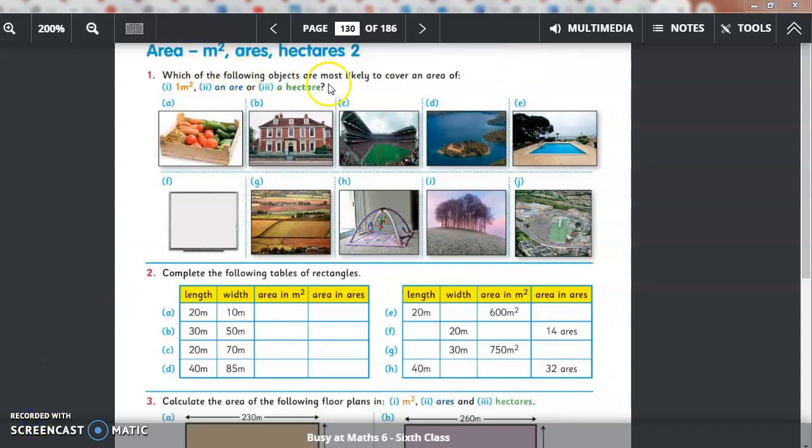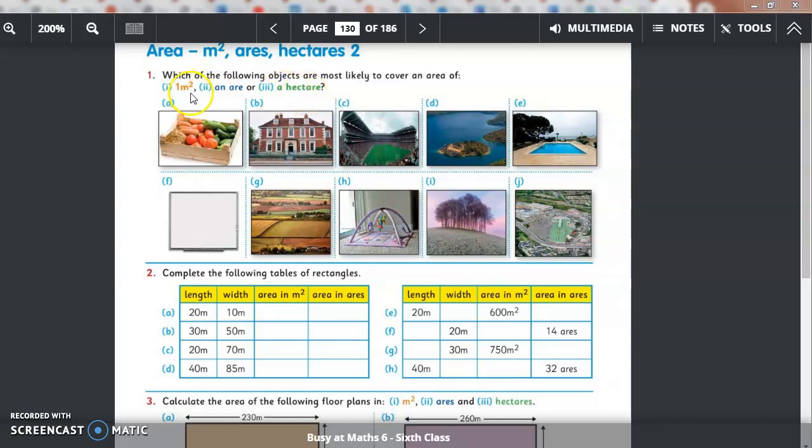Which of the following objects are most likely to cover an area? So remember, a meter squared is 1 meter in length by 1 meter in width. An acre is 10 meters in length by 10 meters in width. So think of our basketball court. That's a little bit bigger than an acre. And then a hectare is 100 meters in length by 100 meters in width. So for a hectare, think of our small pitch. A small pitch is probably less than a hectare.